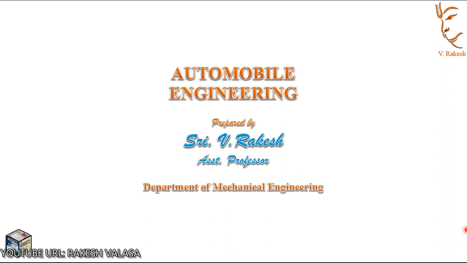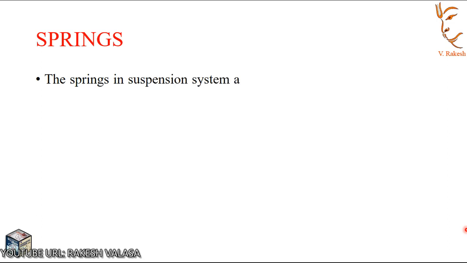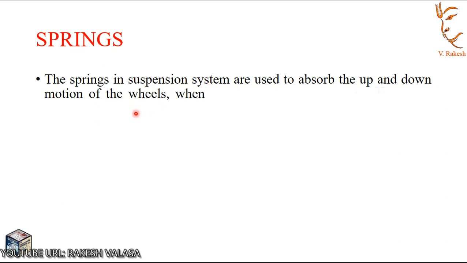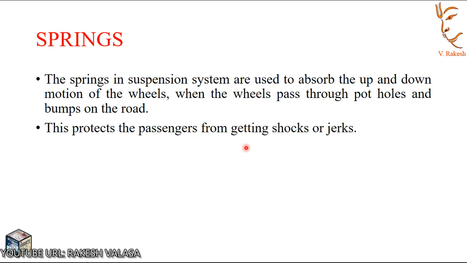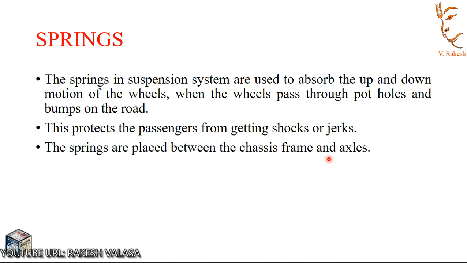In this session, I am going to explain the role of springs in suspension system. Let us see the springs. The springs in suspension system are used to absorb the up and down motion of the wheels when the wheels pass through potholes and bumps on the road. This protects the passengers from getting shocks or jerks. The springs are placed between the chassis frame and axles.